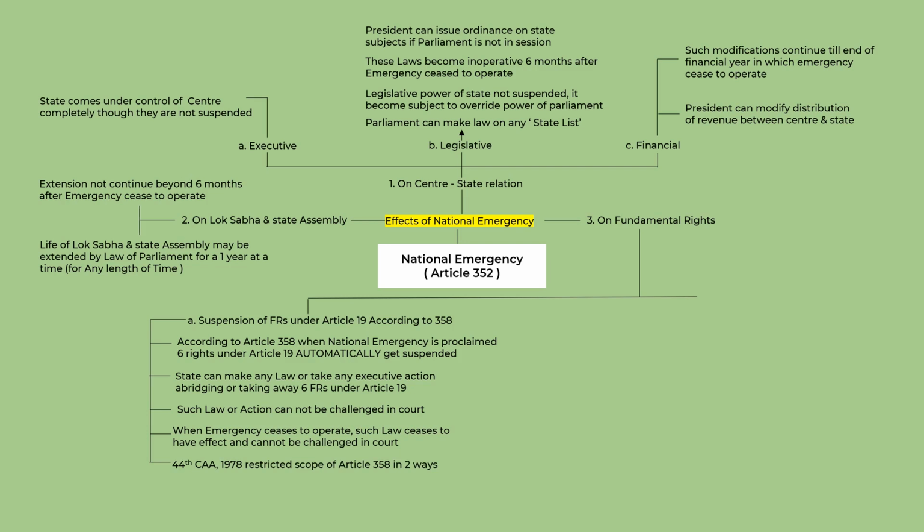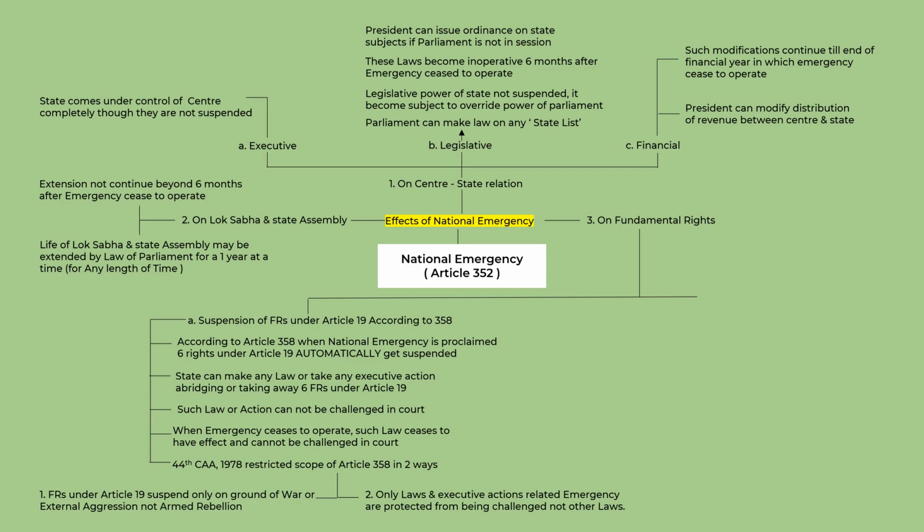The 44th Constitutional Amendment Act 1978 restricted the scope of Article 358 in 2 ways. First, fundamental rights under Article 19 are suspended only on the ground of war or external aggression, not armed rebellion. Second, only laws or executive actions related to the emergency are protected from being challenged, not other laws. Suspension of other fundamental rights according to Article 359 of the Indian Constitution.